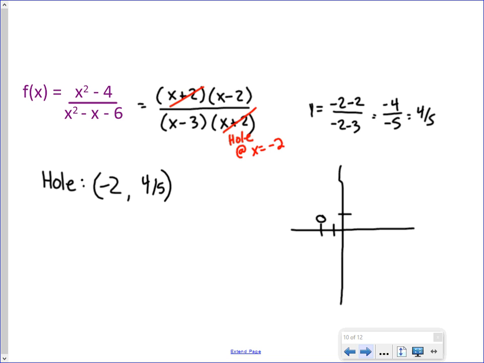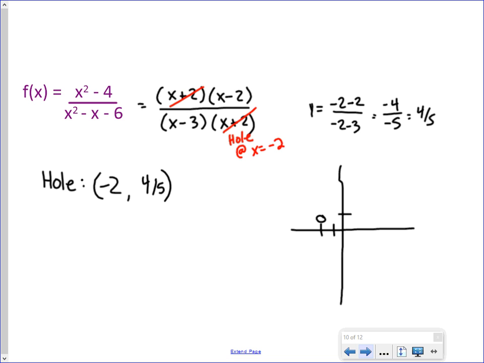Okay, and then why did you subtract 2 from that? Because then to get your y coordinate, you gotta plug it back into what's left over. So I put -2 minus 2 over -2 minus 3. I don't want to plug it back into the original, because that's when I get 0 over 0. Unhelpful.